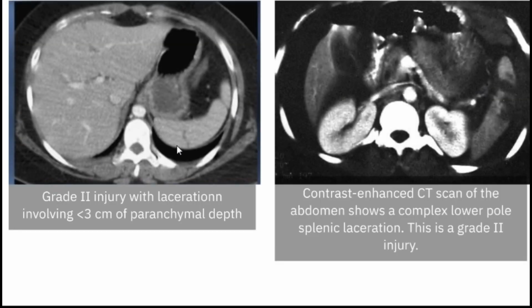Okay, here we can see areas of lacerations involving more than 3 cm. This is up to 3 cm, less than 3 cm, because more than 3 cm is grade 3. This is regarded as grade 2. And also we can see areas of hypodensity, which is a complex lower lobe splenic laceration.